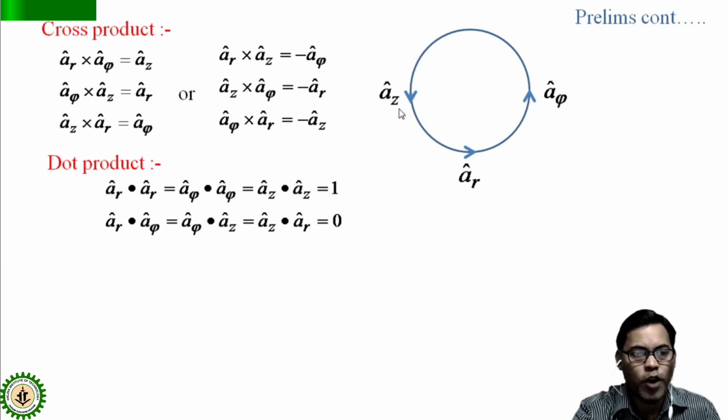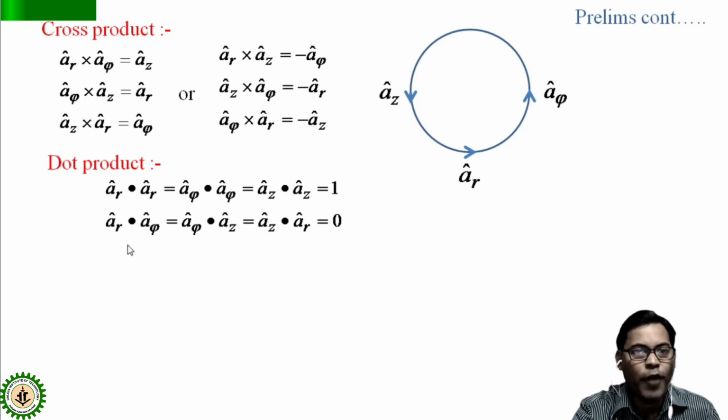Now the dot product of these three unit vectors can be calculated. You see that a_r dot a_r means both a_r are in the same direction, so theta will be 0, so cos 0 will be equal to 1, so a_r dot a_r will be equal to 1. Similarly, we can find a_phi dot a_phi will be 1, a_z dot a_z will be equal to 1.